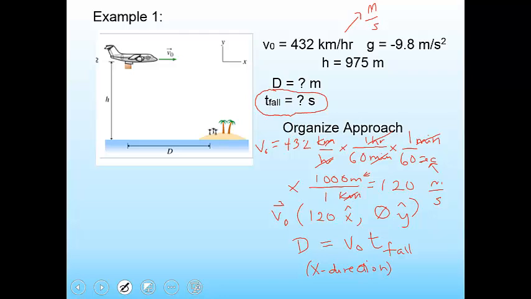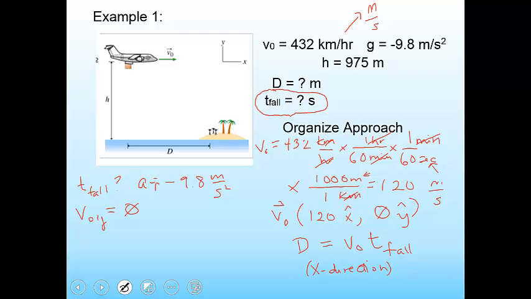The problem is that we need the time of the fall, and we need that in the y direction. And so in order to do that, we need to figure out which kinematic equation we should use. Okay, so we want t fall. So we want an equation that has t in it. We have acceleration of the fall, right, is equal to minus 9.8 meters per second squared. We have v initial in the y hat direction, which is equal to 0. Let's see, we don't have v final.